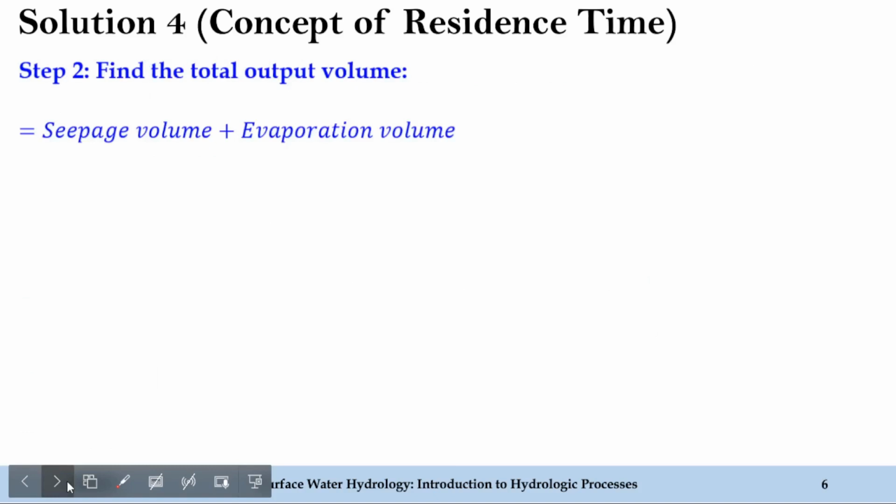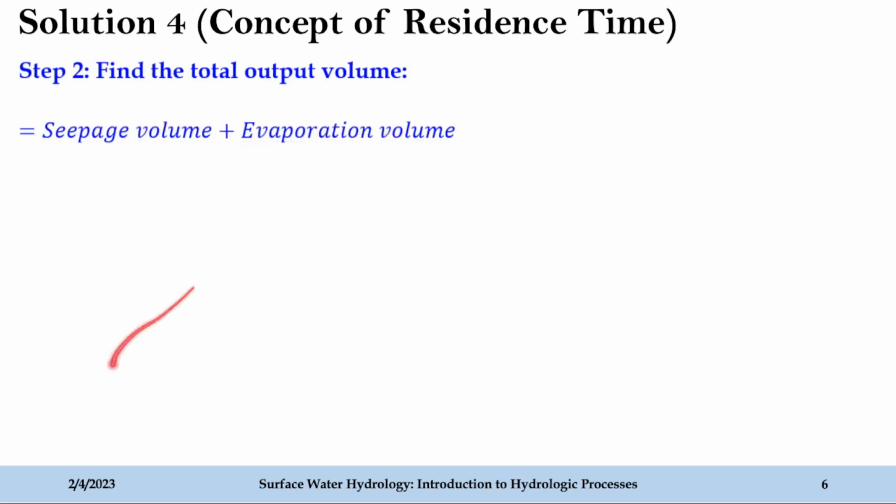Moving ahead, let's move to step 2, where now we are interested to find out the total output volume. So how much is the amount of water which is being taken out from the reservoir system. To find this total output, we need to focus on seepage volume and evaporation volume. These are the two attributes based on the problem which are taking out the water stored in the reservoir. Seepage is one of the processes where the water is leaking out from the system, and evaporation is another process where the water is evaporating back into the atmosphere. So these are the two conditions where water is being taken out from the reservoir system.